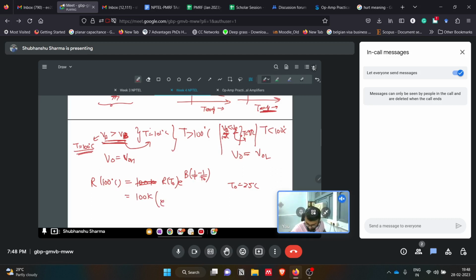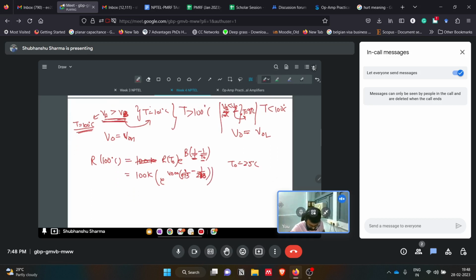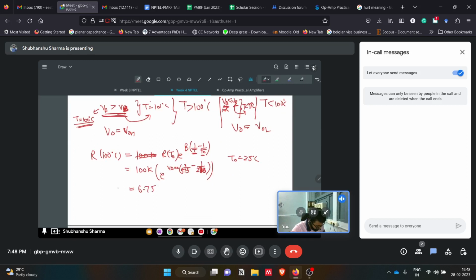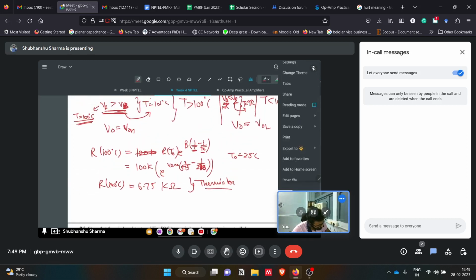B we know is 4000, and then we have temperature, we are talking about 100 degrees Celsius, and since this is in Kelvin, this will be 373 Kelvin, minus 1 by 25 degrees Celsius, that is 298 Kelvin. So this equation brings us to R being 6.75 kilo ohms at 100 degrees Celsius. The resistance of the thermistor will be 6.75 kilo ohms. Okay, I'll add just one paper.